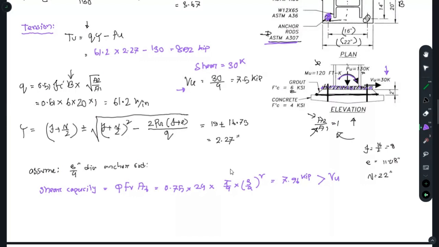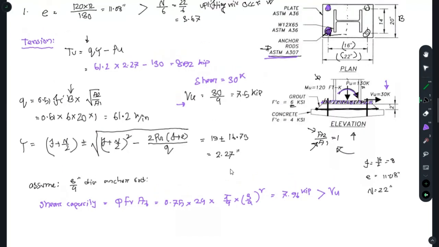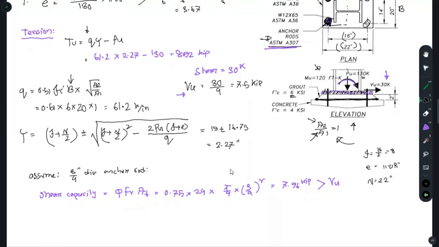So now we'll check the tensile capacity of the anchor rods. Before that, we have to find out how much tension a particular anchor rod is resisting. So we have two anchor rods at tension side. Each anchor rod is having a tensile force of half of the total tensile force, that is 8.92 K. So that would be 4.46 K.